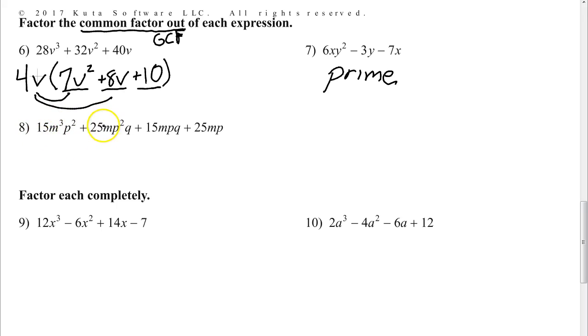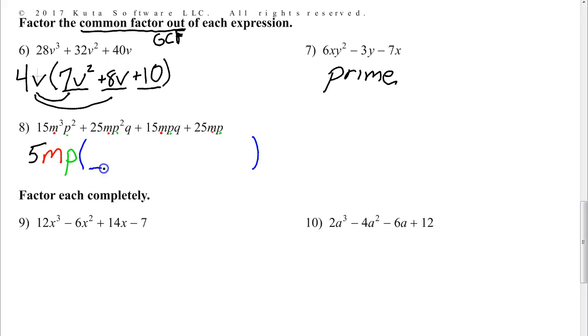Okay, lastly, on number 8, we can see that 15 and 25 easily have a factor of 5. Okay, and then look at the m's. Right? All of them have an m, so we can take out an m. And then look at the p. So it looks like they all have a p. We can take out a p. And then look at the last one, q. Looks like only 2 of them have a q, so we can't take out a q.